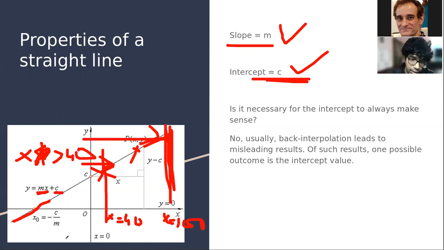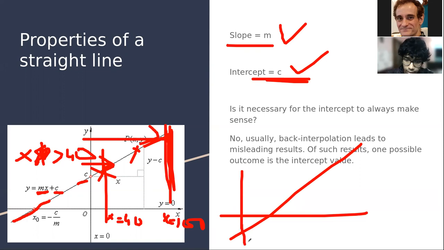Or sometimes what happens is this slope is above. Let's say you have a line something like this. What happens over here? Let's say hours put and marks obtained. Even if you have put 0 hours, let's say hours put is 1 and marks obtained is negative. So this is ridiculous, right?